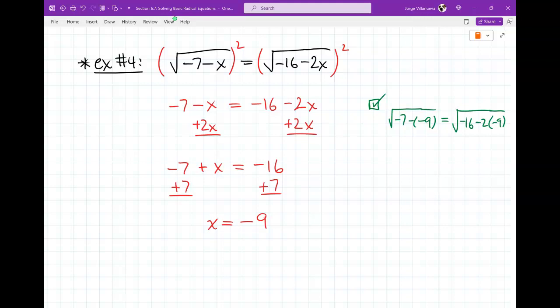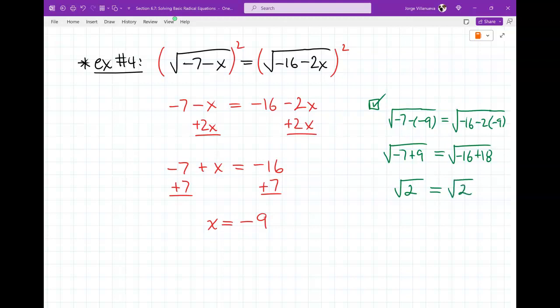All right, on the left side, I have negative 7 minus a negative 9. That's actually a plus 9. So negative 7 plus 9. On the right side, I have negative 16. Negative 2 times negative 9 is positive 18. Negative 7 plus 9 is 2, so radical 2. And negative 16 plus 18 is 2 as well.